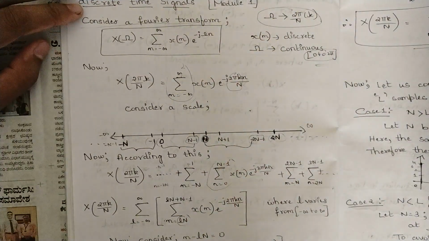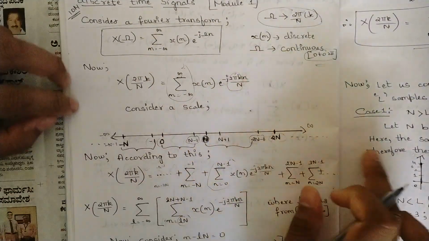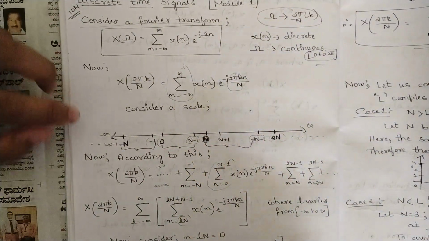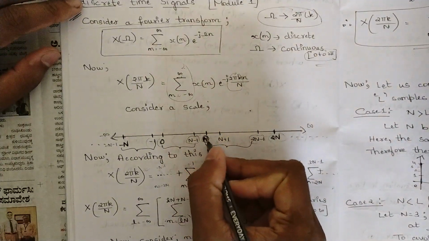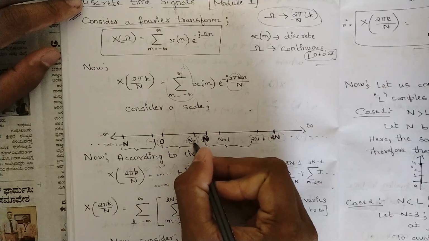Like that you go on marking, and put this dot symbol. This represents that the scale is infinite. Now before N there is one term, N minus 1.